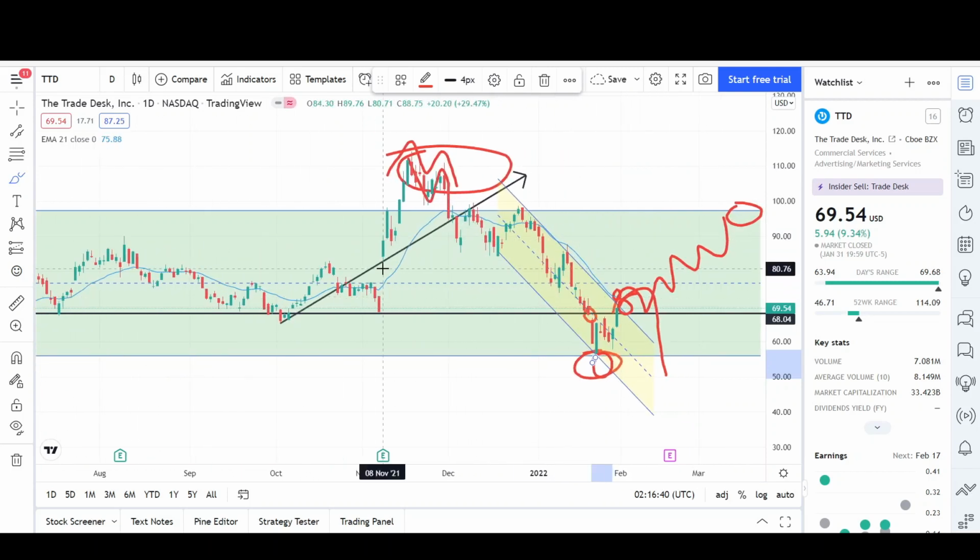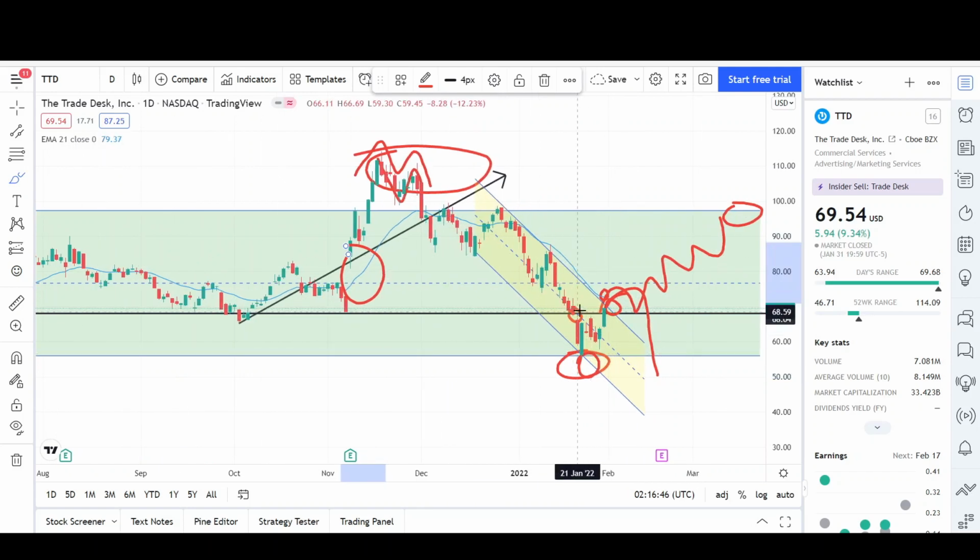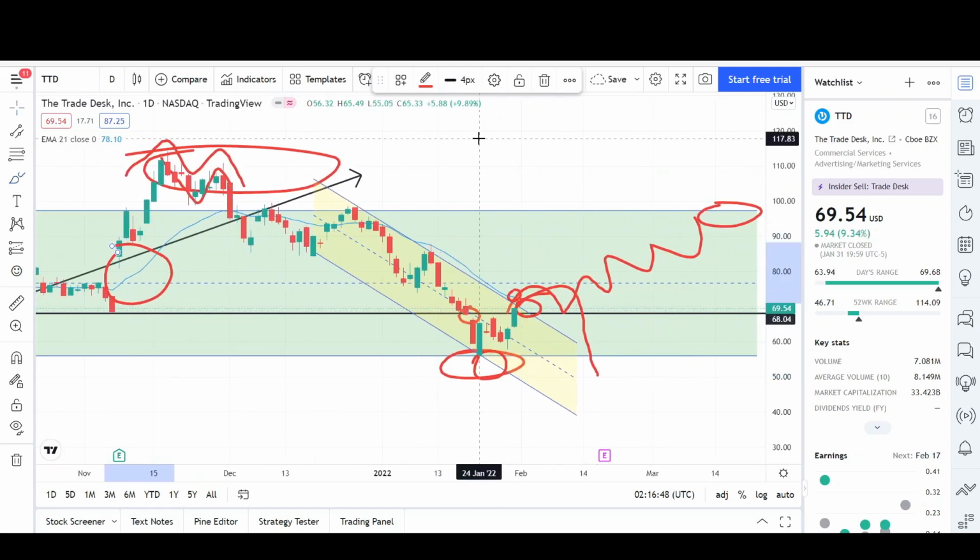There's also a gap right here that could have been filled. So the market came back inside the range, filled in this gap, and continued lower to the lower side of the range. Now we're seeing a little two-legged pullback.